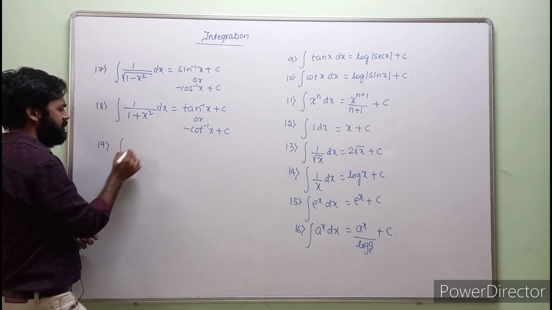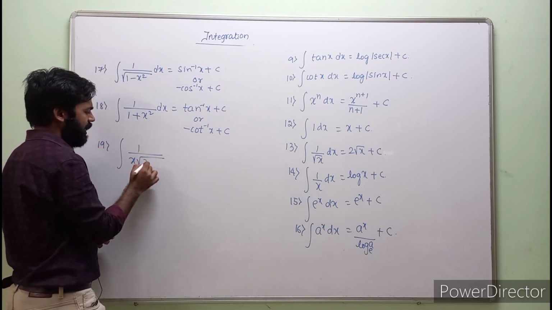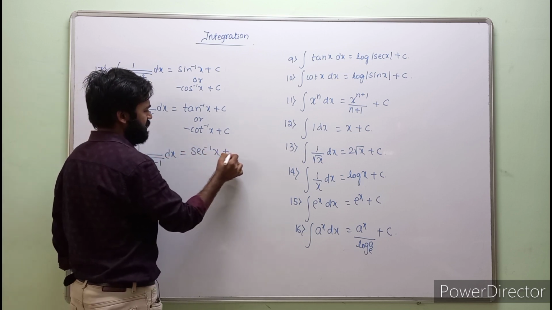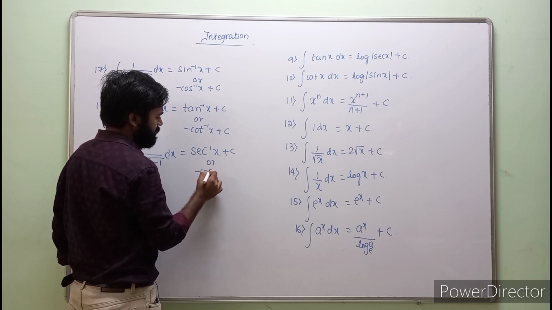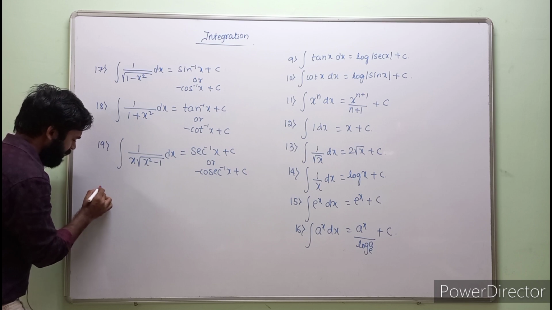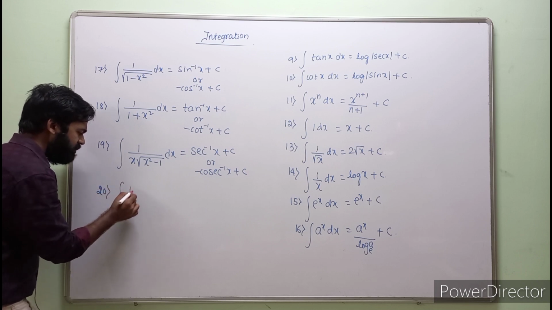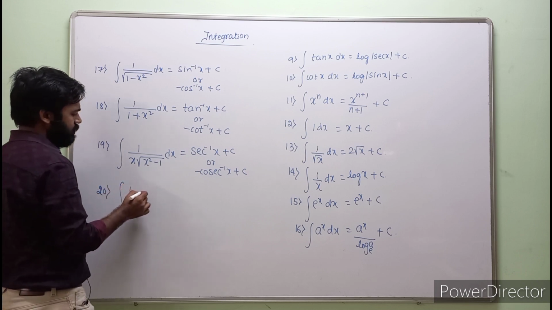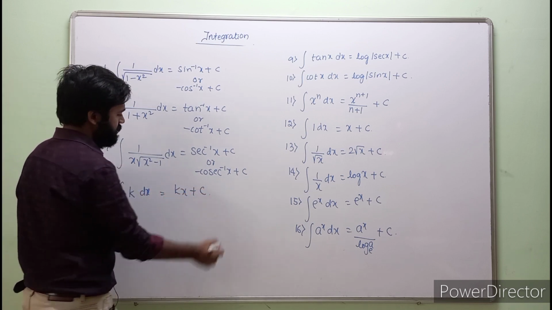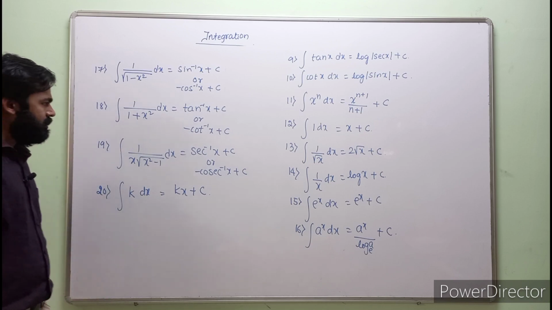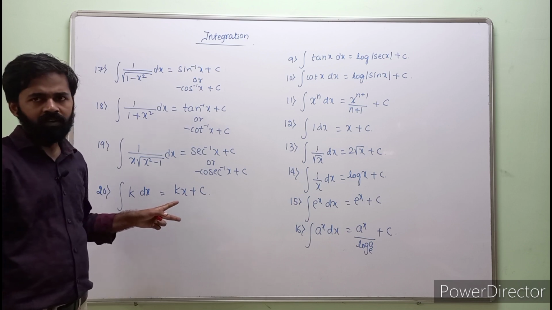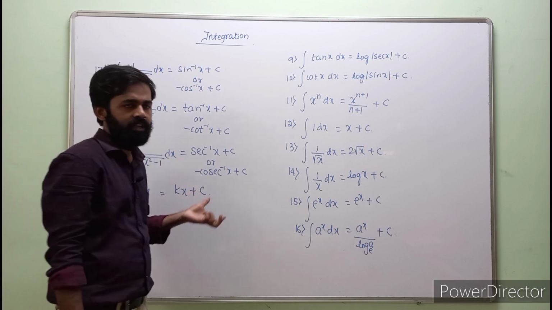19th one, integration of 1 by x root x square minus 1 dx is nothing but sec inverse x plus c or minus cosec inverse x plus c. Right. 20th one, integration of any constant k into k with respect to x is nothing but kx plus c. Right. So now these are the important formulae which are used in finding the integrals.